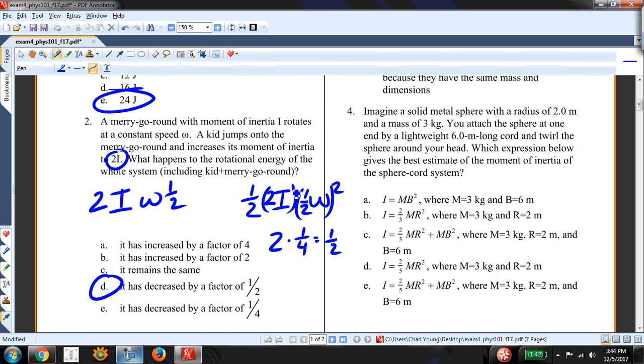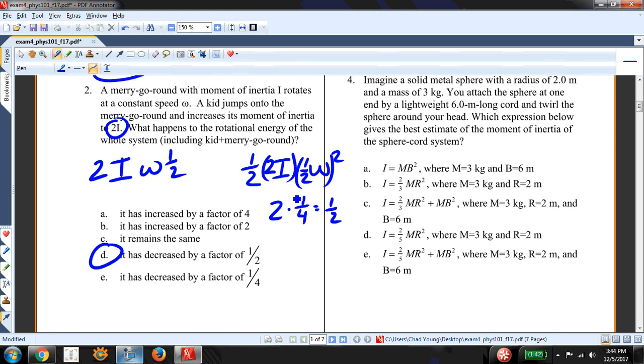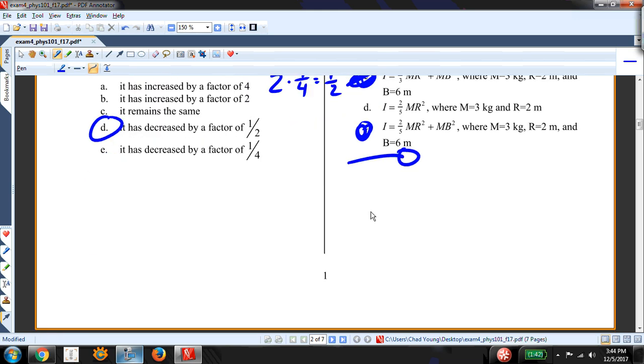Imagine a solid metal sphere, radius 2 meters and mass 3 kilograms. You attach the sphere at one end of a lightweight 6-meter long cord and twirl the sphere around your head. Which expression below gives the best estimate of the moment of inertia? Listen, some of you put this or this thinking that, well, this is a sphere plus a particle. But in fact, this came from OpenStax. It's really just like a particle. The fact that it's a sphere is not consequential. So A is the right answer, not C or E or B or D. You treat it like an individual particle.